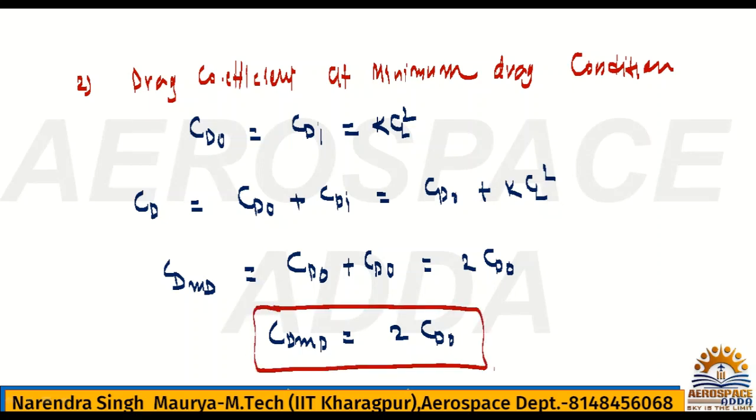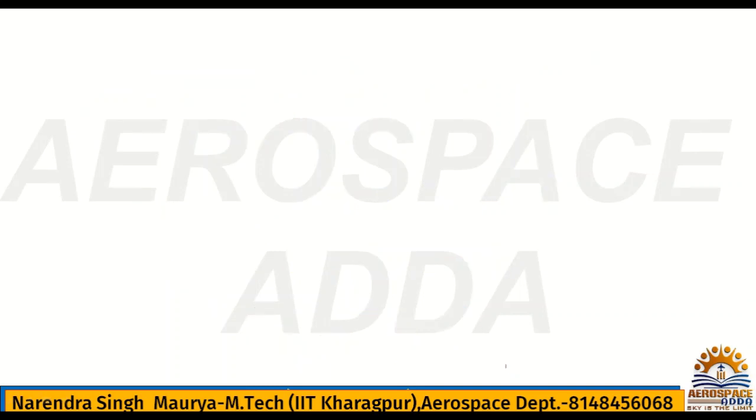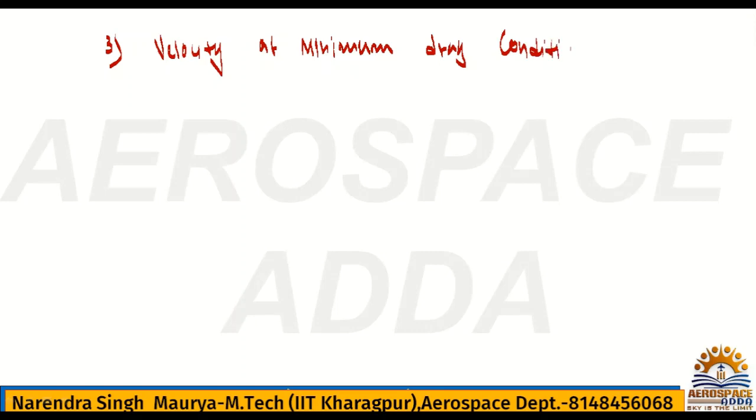Number 2. Okay. Similarly, third one, we have velocity at minimum drag condition. How to get this velocity? Simple formula we need to remember.